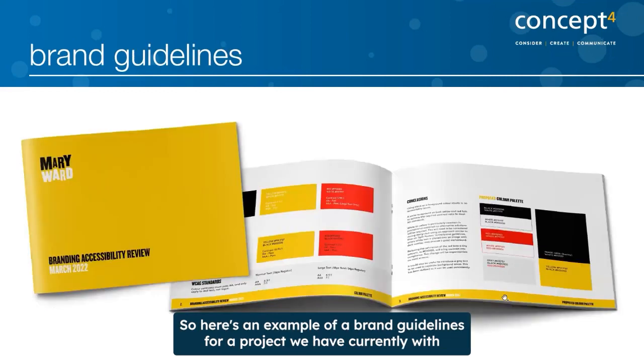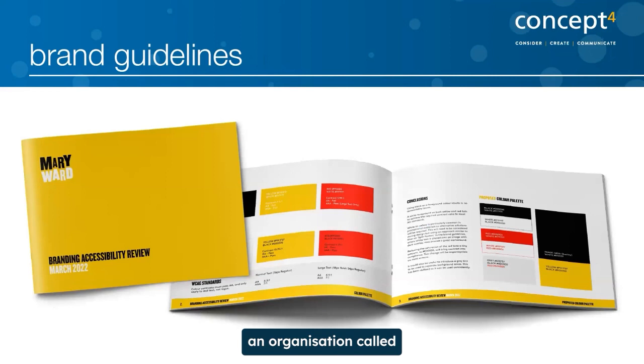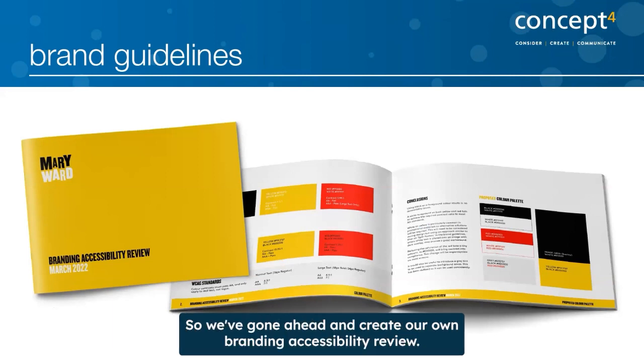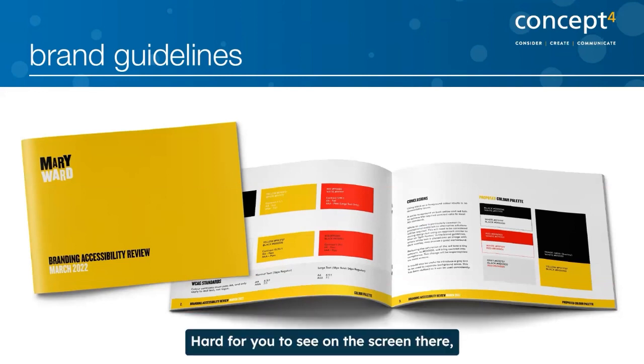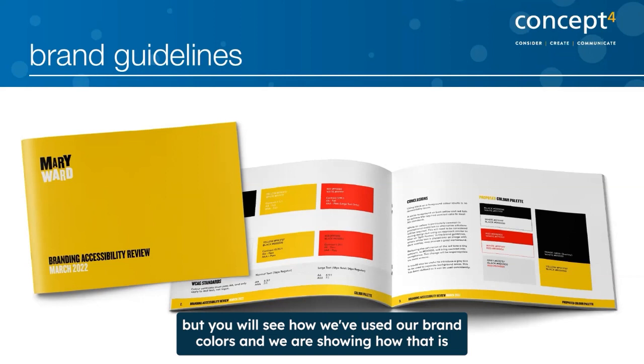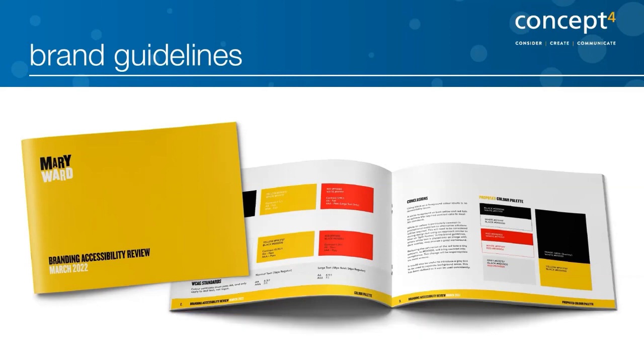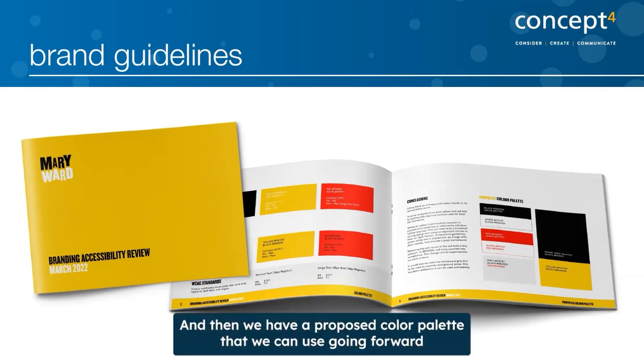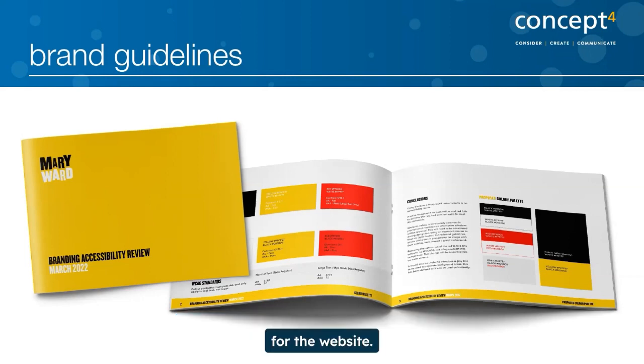So here's an example of brand guidelines for a project we have currently with an organisation called Mary Ward. They supplied a very comprehensive brand guidelines booklet to us, but it didn't include anything for online. So we've gone ahead and created our own branding accessibility review. Hard for you to see on the screen there, but you will see how we've used their brand colours, and we are showing how that is going to work with white text over it, black text over it, and then we have a proposed colour palette that we can use going forward for the website.